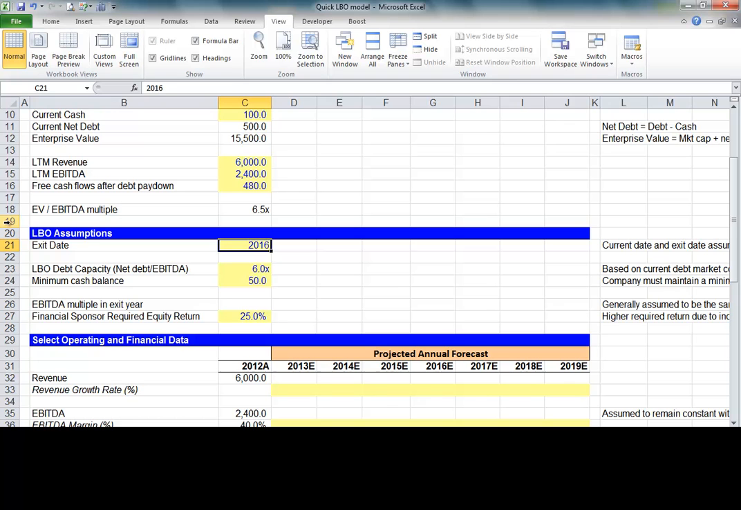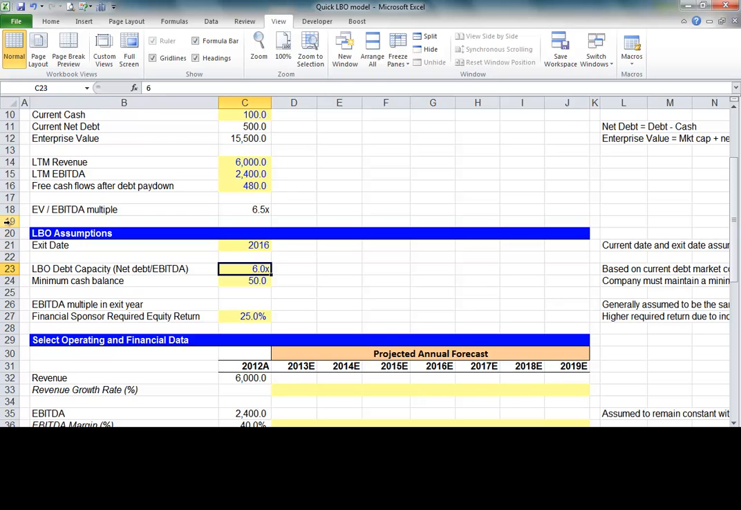But we're going to exit the business at the end of 2016. Now we need to know how much debt we can actually borrow. And this is based on current debt market conditions, okay? What's going on with debt markets? How much are lenders willing to lend to us based on the riskiness of the proposed transaction and the company?